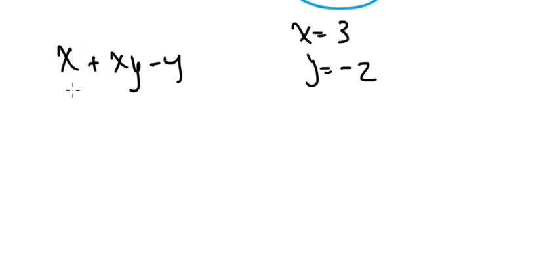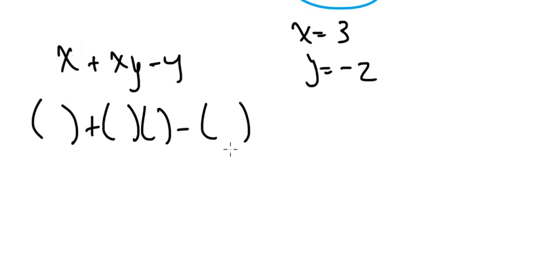We change the x with parentheses. x plus parentheses, parentheses minus parentheses, right? And then I take my variables, these x's and y's, and I put the number in. x is supposed to be a 3, so that goes there. This one goes here, that's a 3. y is negative 2, so it goes here, negative 2. And then y is negative 2, it goes right here, negative 2.